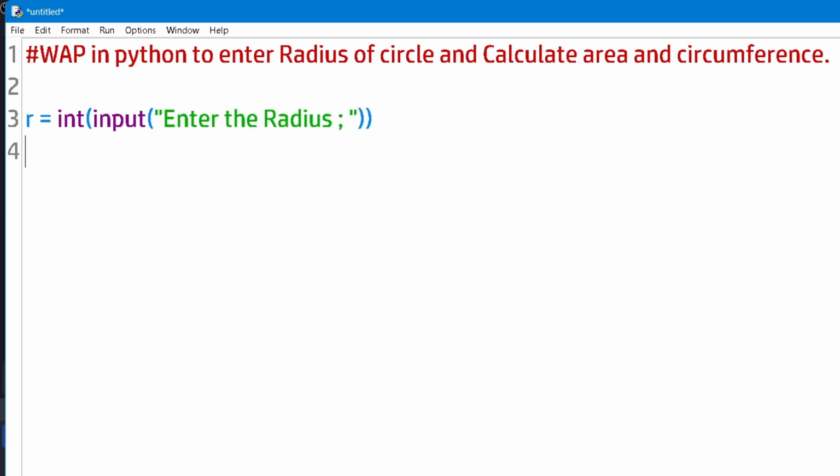So we will write here area equal to... what is the formula of area? That is pi r square. So we will write here the value of pi, that is 22/7. So we will write here 22/7 into r into r.